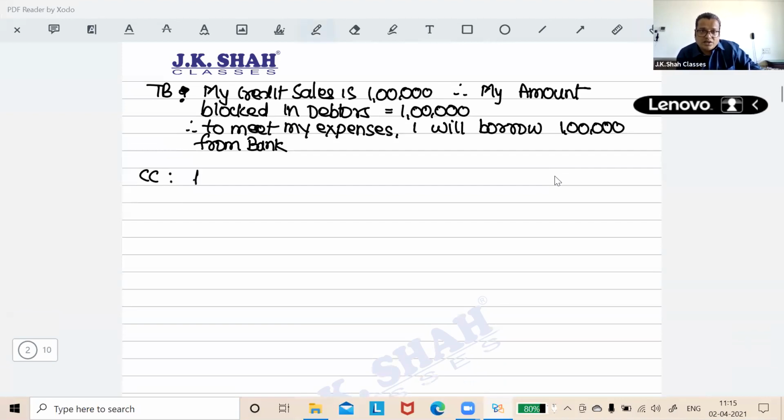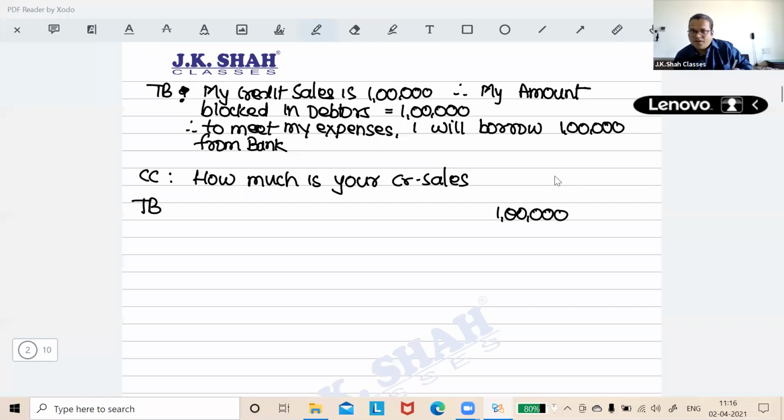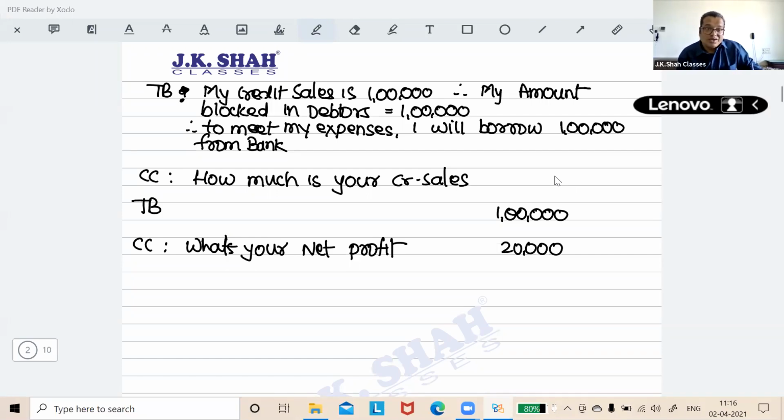He asks, how much is your credit sales? So obviously he gets the answer from the total basis fellow, 1 lakh. Okay, fine. So he asks, what's your profit in that? You sold it, definitely you must be making some profit. So what's your net profit? Just 20,000. Oh, so the cash cost person says, then why borrow all 1 lakh?